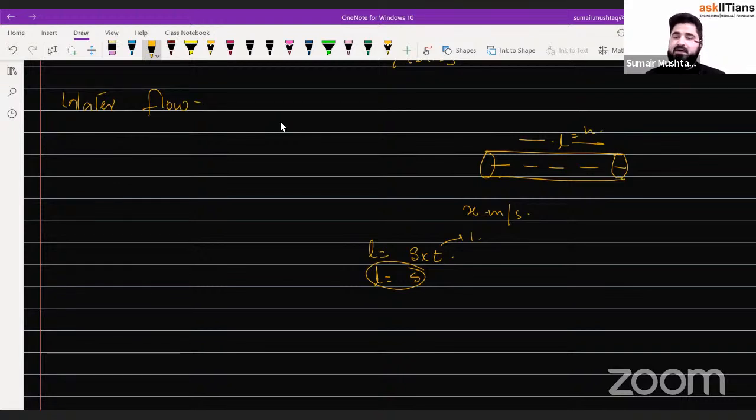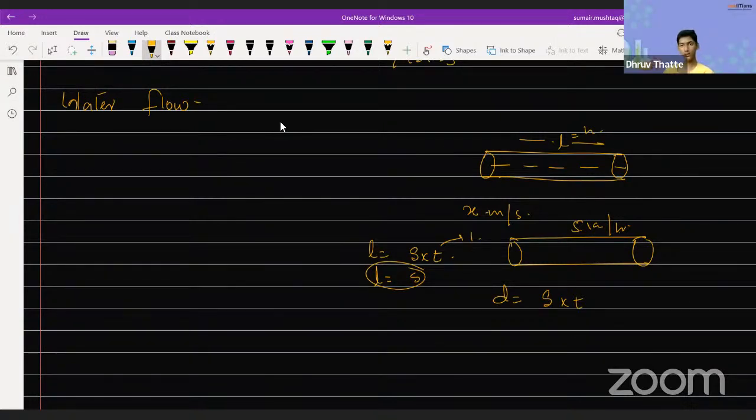Suppose I tell you the water in the pipe is moving with the speed of 5 kilometer per hour. What will be the length of this? Distance is equal to speed into time. Speed is 5 and time you can take as unity, then you will get the distance. Is that clear? Is that clear?